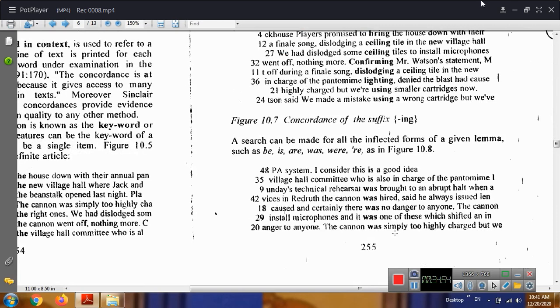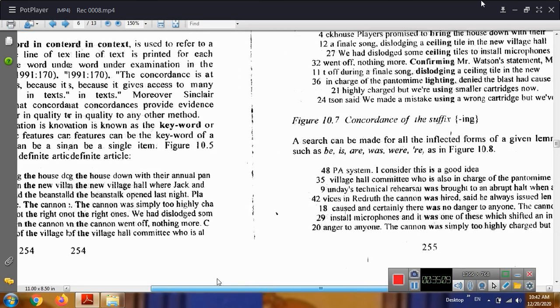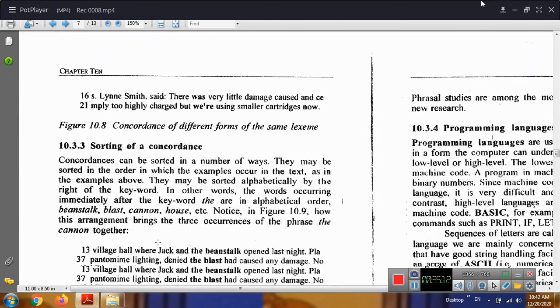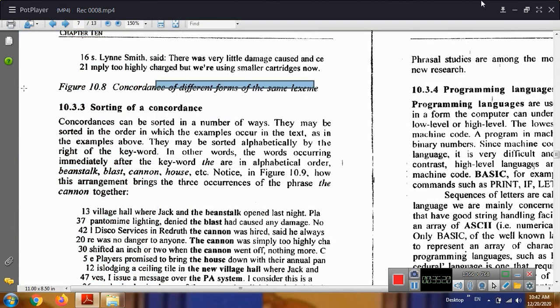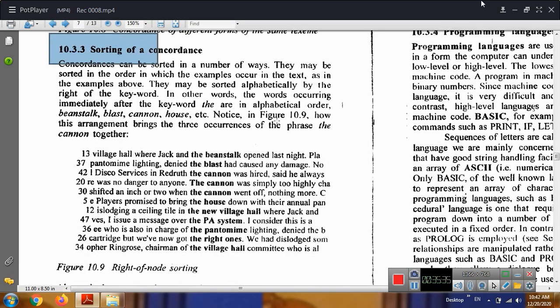A search can be made for all the inflected forms of a given lemma, such as be, is, was, were, as in figure 10.8. You can see its example, which are in bold. You can see the concordance of different forms of the same lexeme, which are shown as bold words. Sorting of concordance.